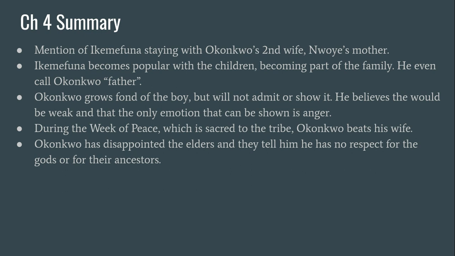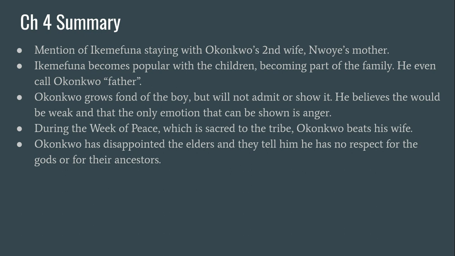And he disappoints the elders, who tell him that he has no respect for the gods or for his ancestors. And as we've seen with Antigone, if you upset or anger those gods, bad things can come back to you. So if we see that now, this could be an element of foreshadowing that something bad is going to come down upon Okonkwo in some way, shape, or form.